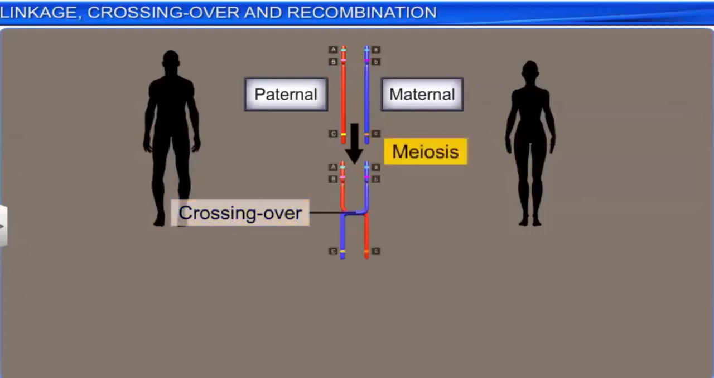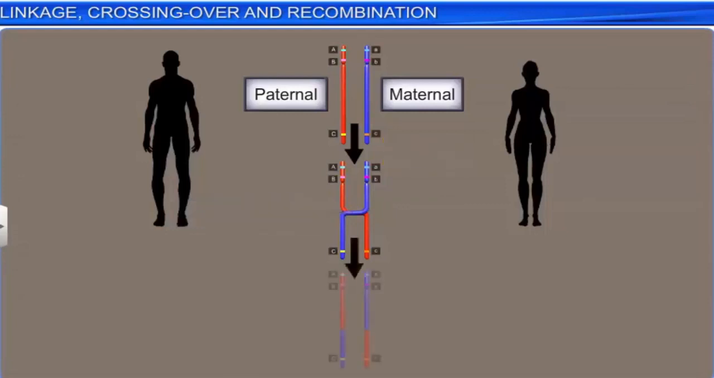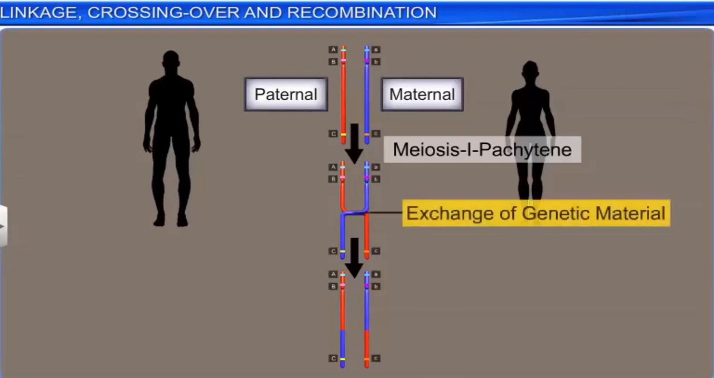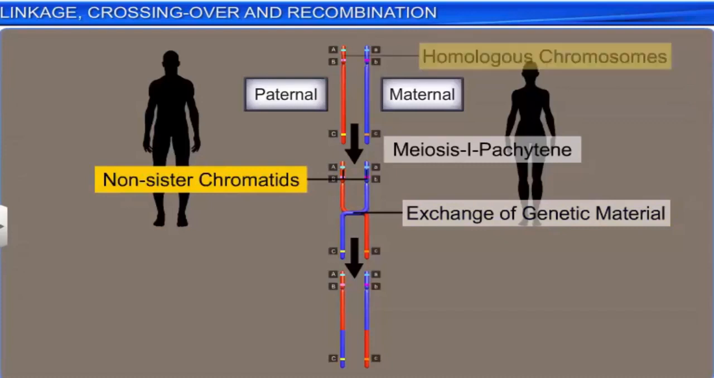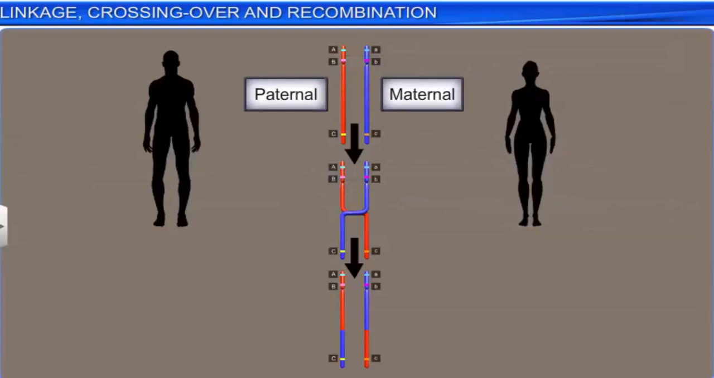occurs during meiosis. During the Pachytene stage of meiosis I, sections of a chromosome usually intertwine and exchange genetic material between non-sister chromatids of homologous chromosomes. This process, where chromatids of a homologous pair exchange segments between them, is known as crossing over.